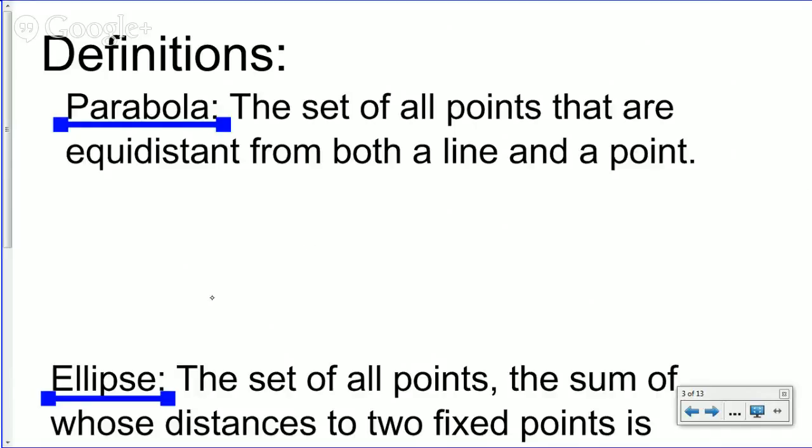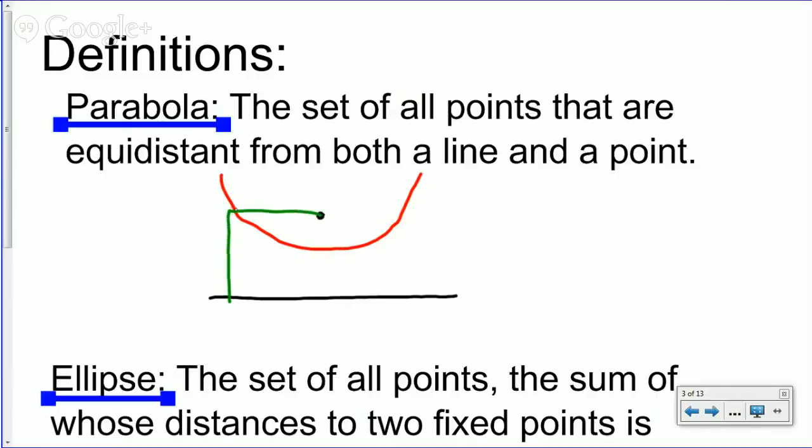So let's say I've got this line right here, and I've got a point somewhere above it or below it, it doesn't matter. I can create this parabola that will go between the two, such that if I take the distance from the point to the parabola and straight down, this distance and this distance will be the same. Or if I go from here to here and then straight down, those two distances will be the same. Okay, and that's how you form a parabola.